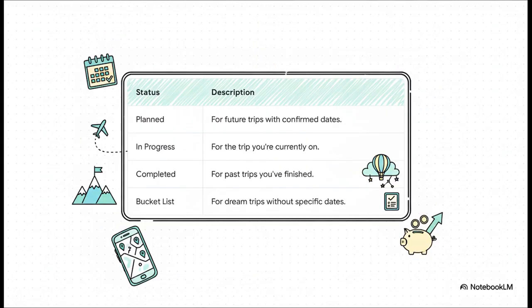This right here shows you just how flexible the app is. It gets that not all trips are the same. You can have a planned trip for the future, in progress for when you're actually traveling, or completed for your archives. But my favorite for sure is Bucket List. This is for those someday trips, the ones that don't have dates yet. It lets you dream and plan all in the same space.